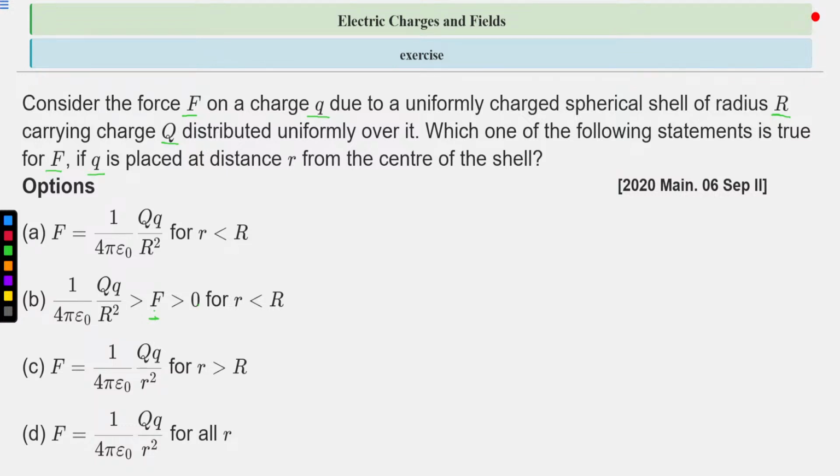Which is again the same condition, a distance less than the radius, meaning inside the spherical shell. C is F equal to 1 by 4 pi epsilon naught Q q by r square for r greater than R, meaning outside the spherical shell. And option 4 is F equal to 1 by 4 pi epsilon naught Q q by r square for all r, inside, outside, or on the surface of the shell. So now I will give you some time to think about it.